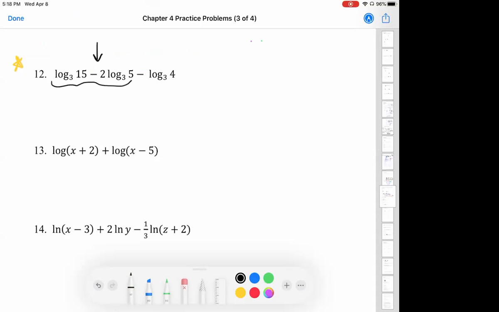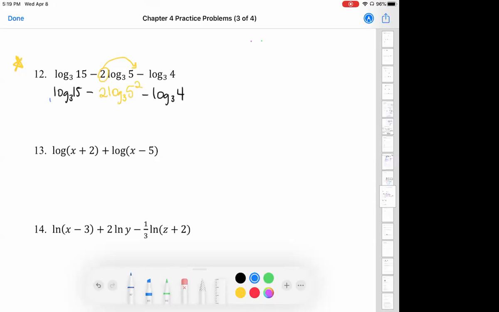Okay, see, I have a minus. So let's go ahead and rewrite it using division. So that I have log base 3, 15. Ooh, I'm sorry, we have that 2. Before we subtract, we have to rework our exponents. So let's take this 2 and write it as an exponent, so that we have 2 log base 3 of 5 squared. And let's write our problem, minus log base 3 of 15 minus log base 3 of 4.